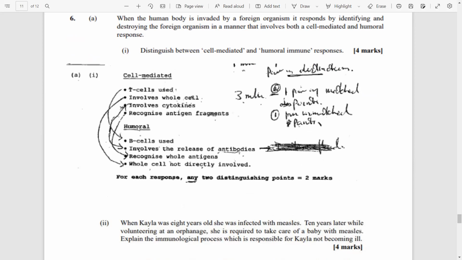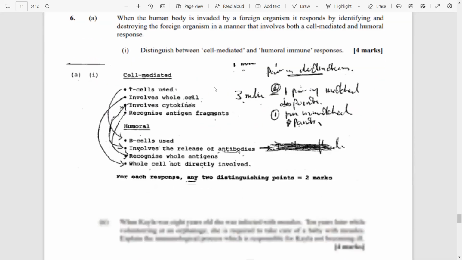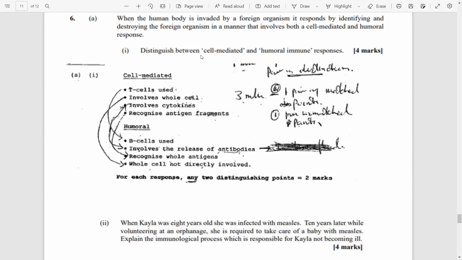The humoral response involves the B cells, involves the release of antibodies, so not cytokines, antibodies. It recognizes the entire antigen. The whole cell is not directly involved, just the antibodies destroying the pathogen. But this is a simple way to distinguish between cell-mediated and humoral response.